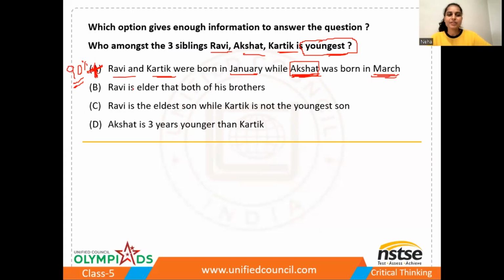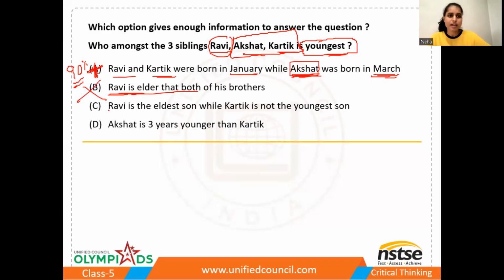Now the next option is option B. Ravi is elder than both of the brothers. Okay, Ravi is elder, but I can't say which of Akshat and Kartik is the youngest. So this option is also not right.